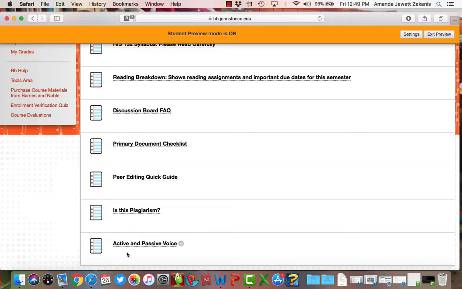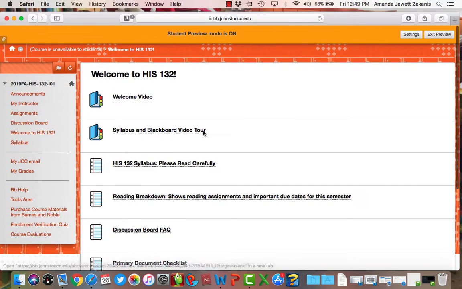Active and passive voice, very important in writing. Passive voice would be, let's see, the area was explored by white settlers. That's passive. You got "was" in there. White settlers explored the area. That's active. Totally different tone, much stronger, very concise. So active voice is good, good, good.